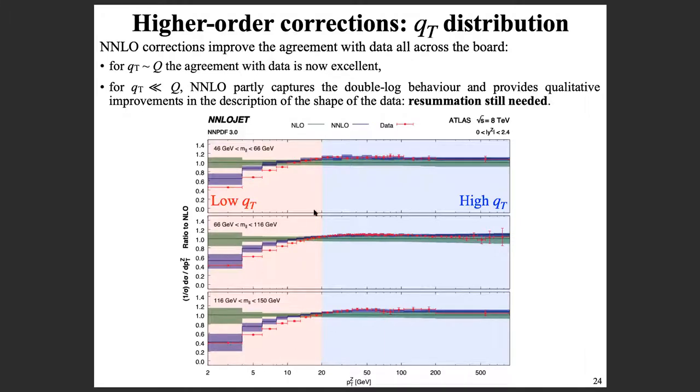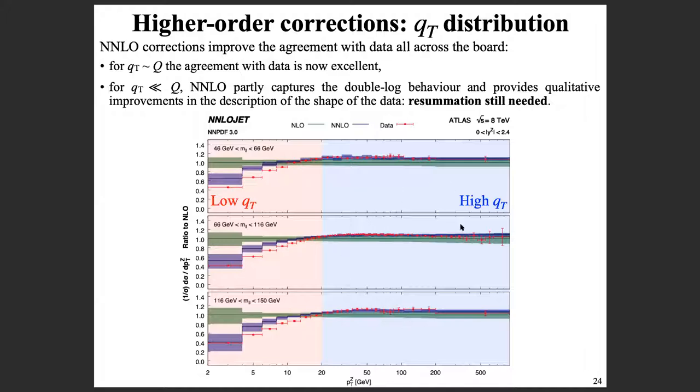In this plot, you see the ATLAS data taken in different invariant mass bins compared to the next-to-leading and next-to-next-to-leading order predictions for the QT distribution of the Z. I've highlighted two different regions, what I've called the high QT region and the low QT region, where the transition point is around 20 GeV. This is meant to highlight where the fixed order calculation is supposed to work, in the high QT region, and where it's supposed to break down.